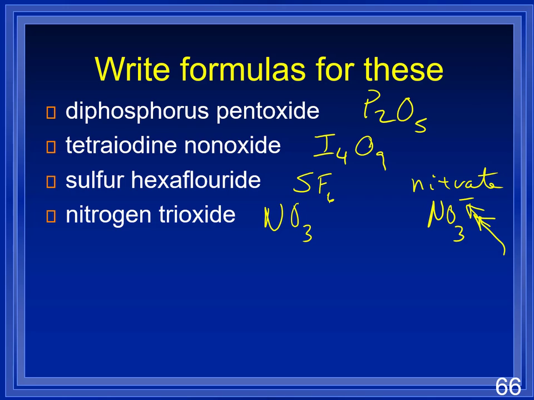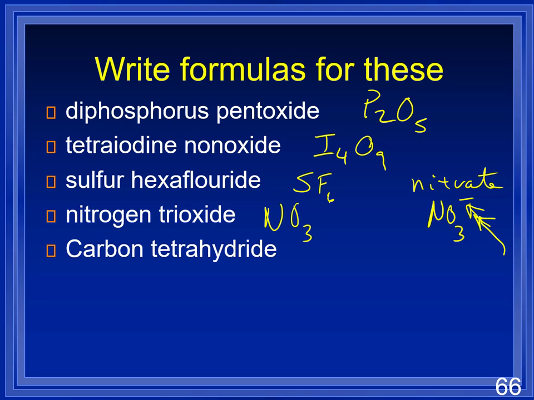Okay? And that's why one of the answers on the last review sheet was sometimes true. That when you make covalent bonds, you make molecules. It's only sometimes true because you can make molecules like NO3, or you can make polyatomic ions like NO3 minus. That's why it was a sometimes true.